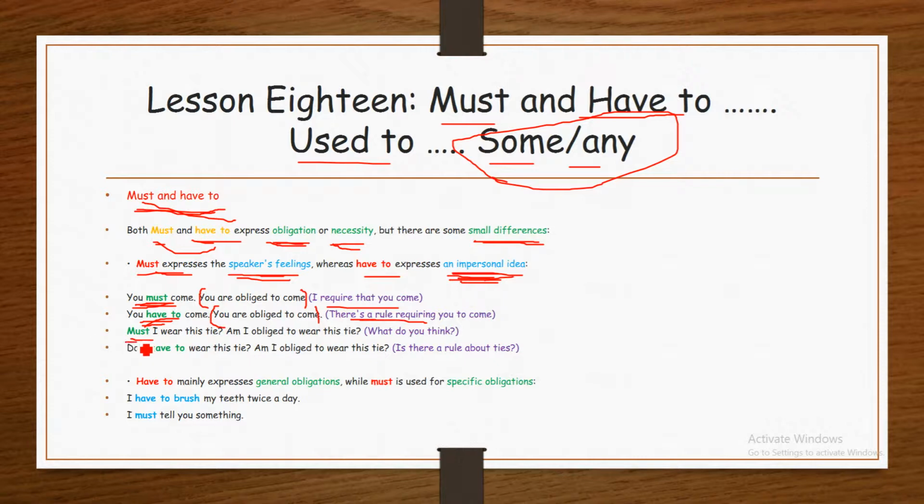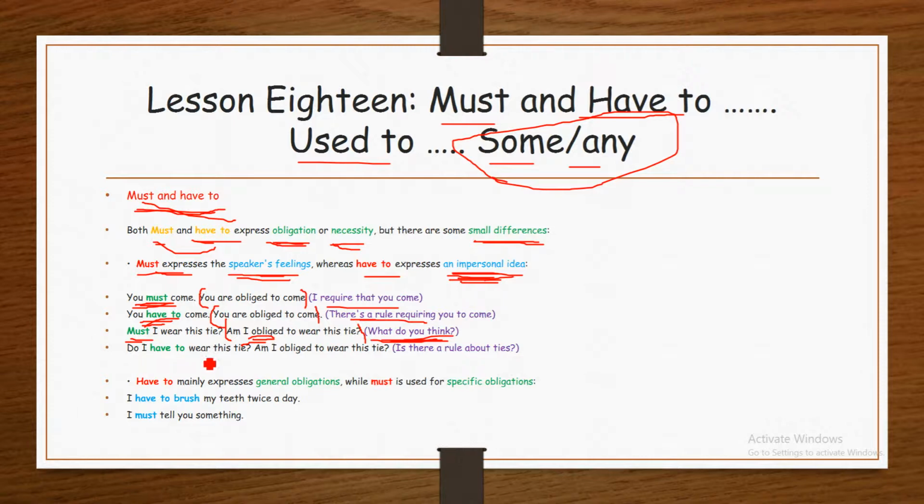Must I wear this tie? Am I obligated to wear this tie? Must and have to both have the same meaning of obliged. Am I obliged to wear this tie? What do you think? You are asking for the speaker's feeling.